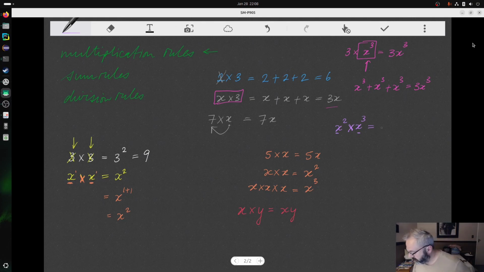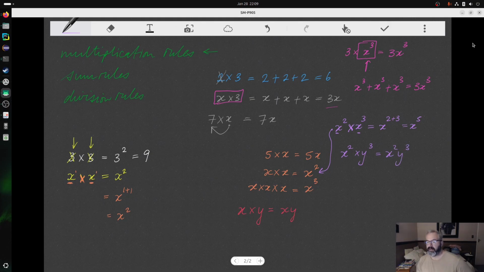So this becomes x to the power of 2 plus 3, and that's going to be x to the power of 5. Okay, so it's the same, this one and this one. And if I have something like x squared times y to the power of 3, what happens with this? Well, again, it's a multiplication calculation, but the bases are not the same, so no power laws apply. So I simply leave it as x squared y to the power of 3.